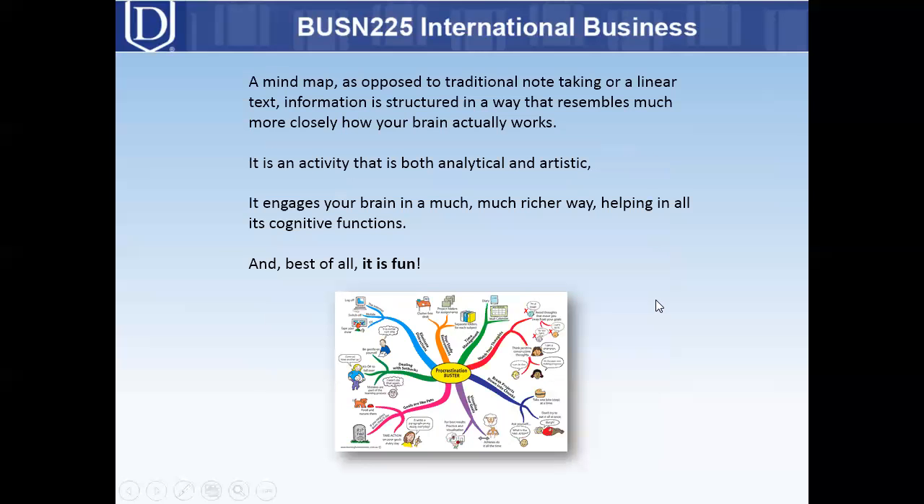A mind map, as opposed to traditional note-taking or a linear text, which is just like reading a textbook, information is structured in a way that resembles much more closely how your brain actually works. That's true. We see an image and our brain translates it into electricity, which we interpret as to whatever it is. So you see an apple through our eyes and your brain says it's an apple as opposed to a banana. That means your wires are crossed.